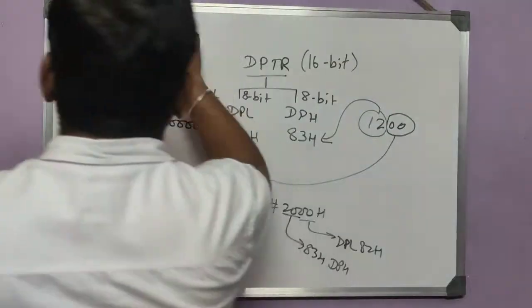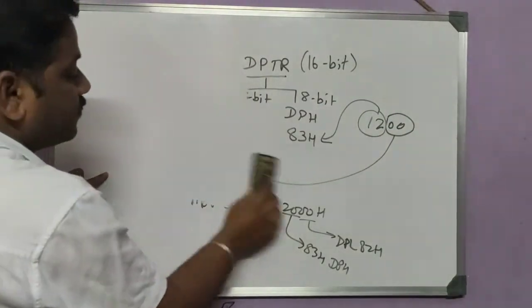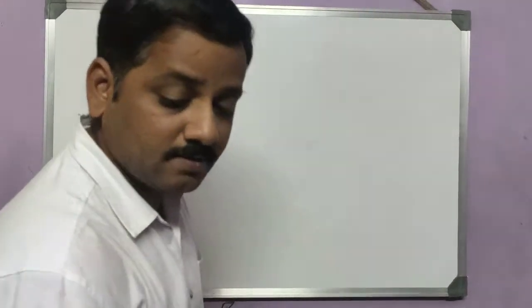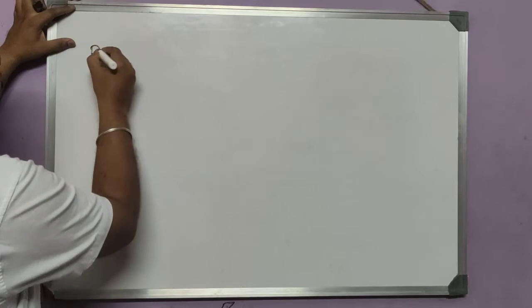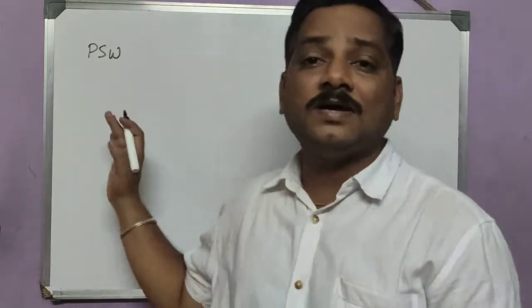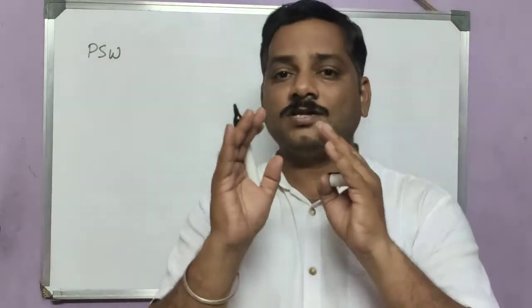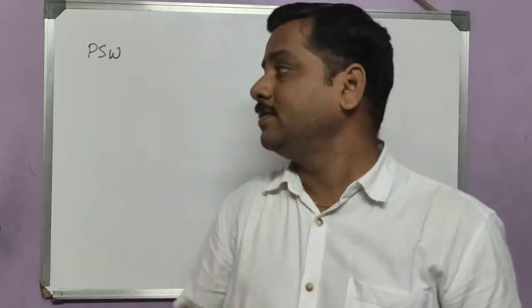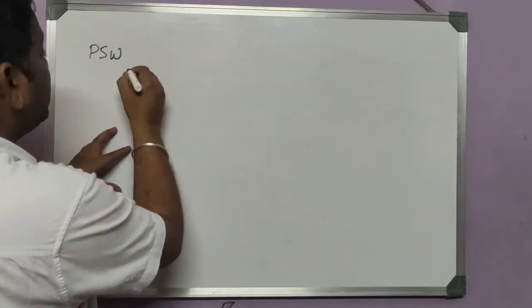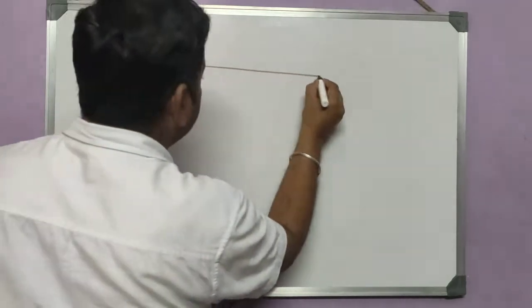Now let us take up the most important thing, that is the flag register, which we call the PSW. PSW is nothing but the program status word. For this video, this is the final topic I am going to cover, because these are the special function registers which are used in the CPU. So PSW, as I told you, is the program status word. This is also an 8-bit register. Now let's see what that 8-bit consists of.